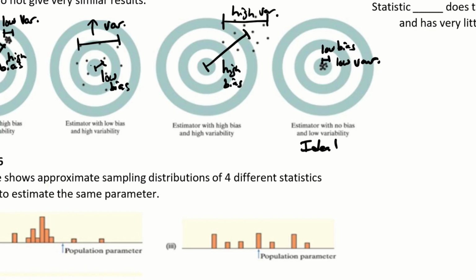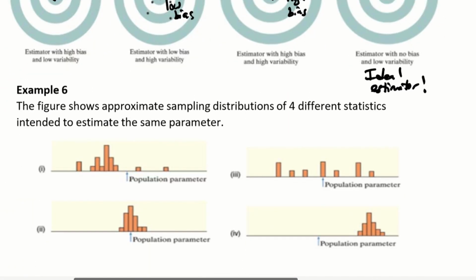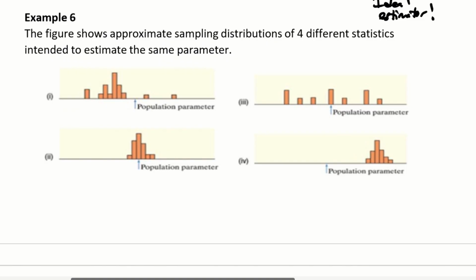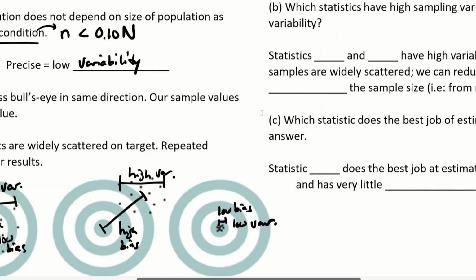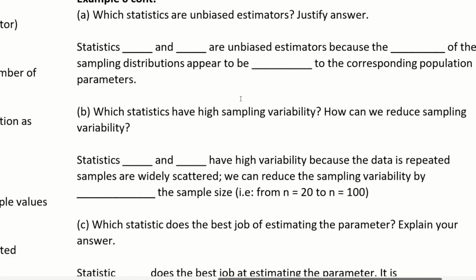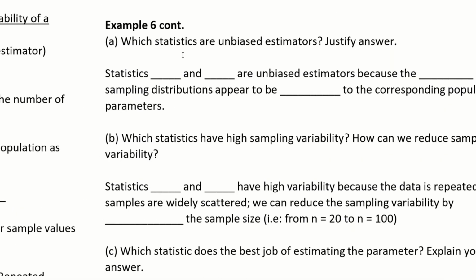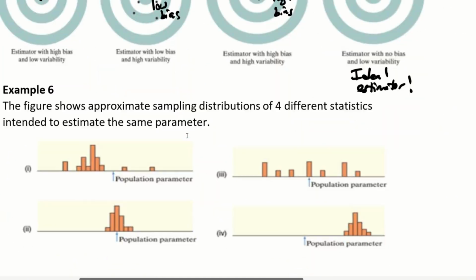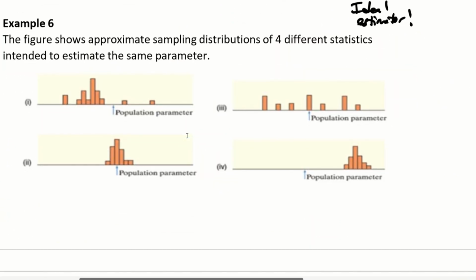All right, so example 6. The figure shows approximate sampling distributions of 4 different statistics intended to estimate the same parameter. We have the graphs here, and what we want to do is identify which statistics are unbiased estimators. So let's look at it. The population parameter for this one, they mentioned that the population parameter is right there.